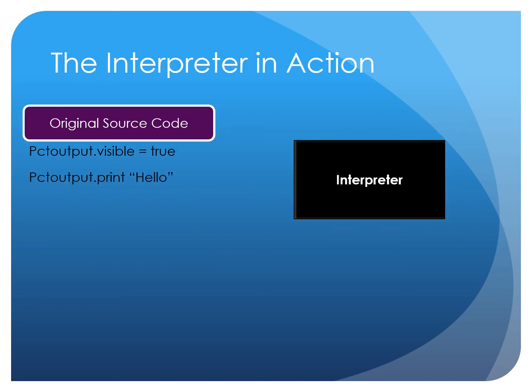This slide shows an interpreter in action. Again, we have some original source code typed out in a high-level language. This is then passed to the interpreter. The interpreter will take each line of source code and translate and execute it in turn. It's at this point we will find if there are any errors, not at the end, as with the compiler.